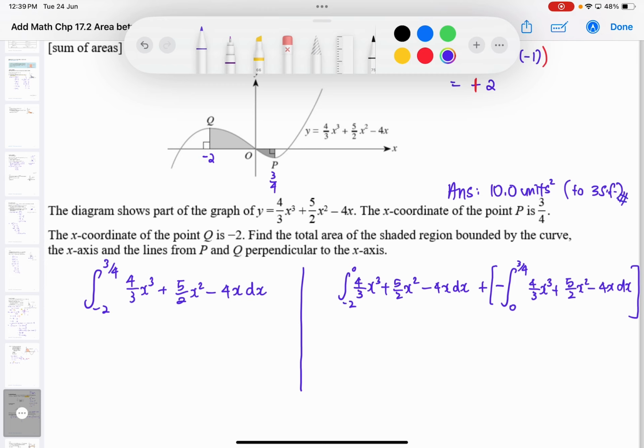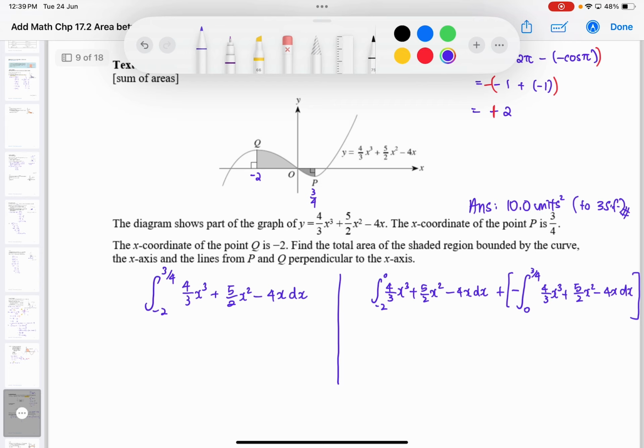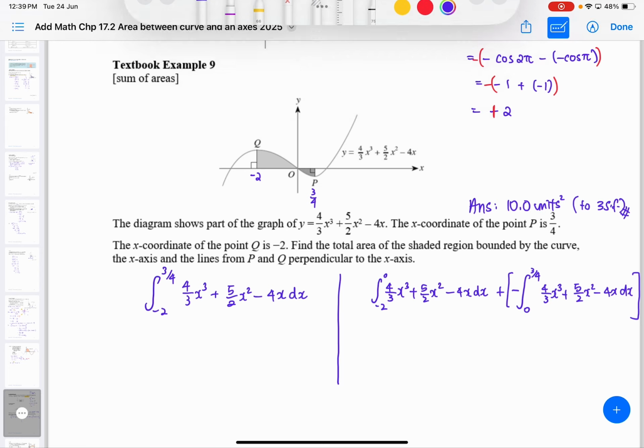So obviously, only one of them will give you 10.0. But I want you to try both. Then you will be able to understand and appreciate this formula a little bit more. Alright? Okay, we will continue this.